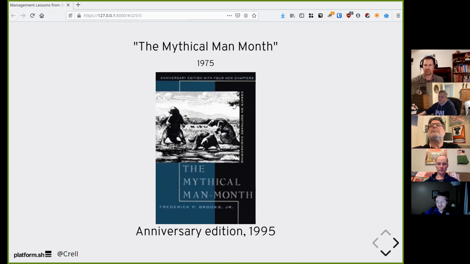And an anniversary edition came out in '95 that included a look back at his predictions and his statements and his recommendations from 20 years earlier, and included some additional information as well to say, all right, this is what I said. Was I right? Are my recommendations still accurate 20 years later? And his conclusion, which is pretty accurate, was, yeah, kinda. Nothing really changed in 20 years because technology changes. Humans don't. Managing software projects is about humans, not technology. So most of those recommendations are the same.